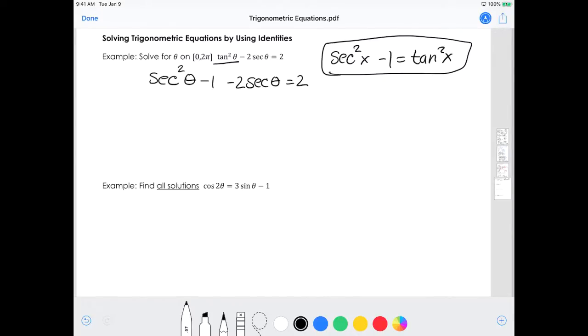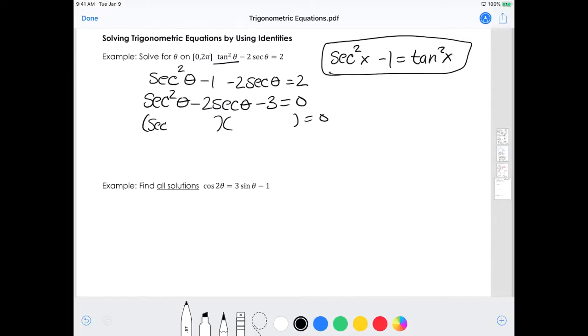I am now going to get everything to one side and try factoring. So if I subtract 2 from both sides, and I put it in descending order, I'm going to have secant squared theta minus 2 secant theta minus 3. And now I can factor this as if it was a quadratic. This is a quadratic-like equation.